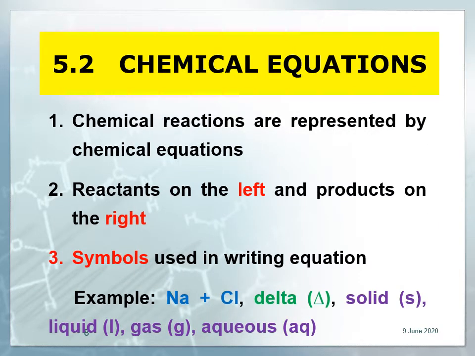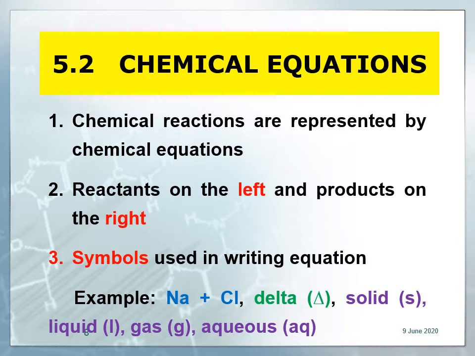Second topic is on chemical equations. Chemical reactions are represented by chemical equations. They tell us the materials or reactants we need and the products that will form in the reaction. In an equation, reactants are written on the left and products are written on the right. We always use symbols to represent certain meanings.